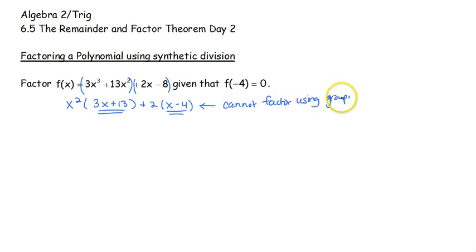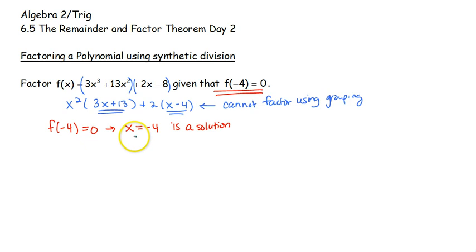When you get to a point where you can't factor something by grouping and you have 4 pieces, what you're going to do is use synthetic division. So this is not necessarily your first go-to, but it's what you're going to do when you can't factor by grouping. We are given that f of negative 4 is equal to 0. If f of negative 4 is equal to 0, that means that x is equal to negative 4. That is a solution.